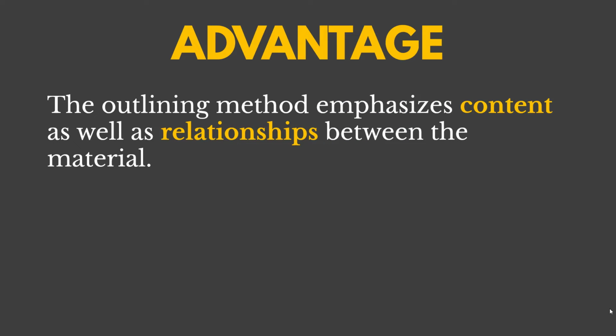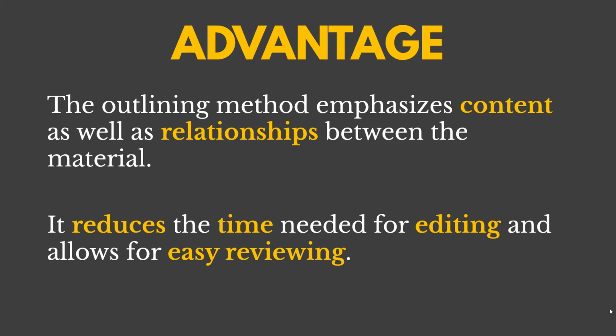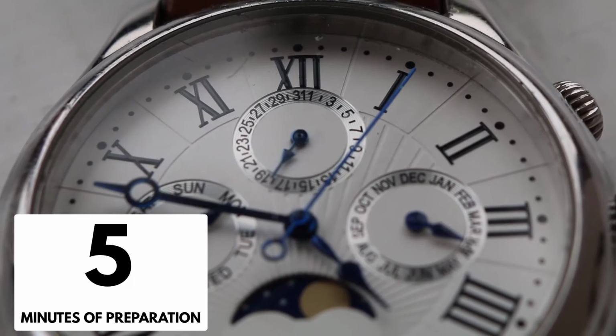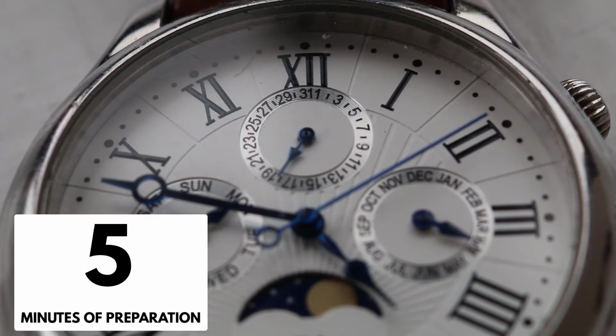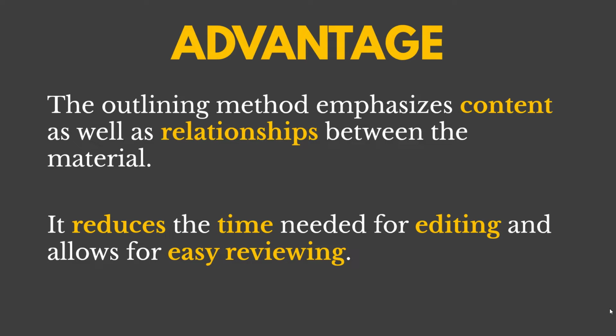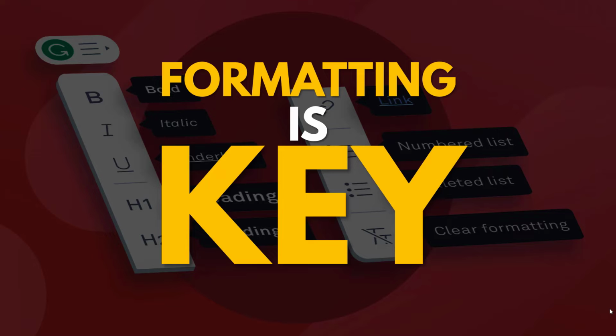The outline method actually emphasizes content as well as the relationship between the materials, and it reduces the time needed for editing and allows for easy reviewing, which is what you want. You say you have only 5 minutes. If you have like 30 minutes, I guess you can try other more varied methods, but within a short time span of 5 minutes, this is essentially a time saver. So the formatting is key.